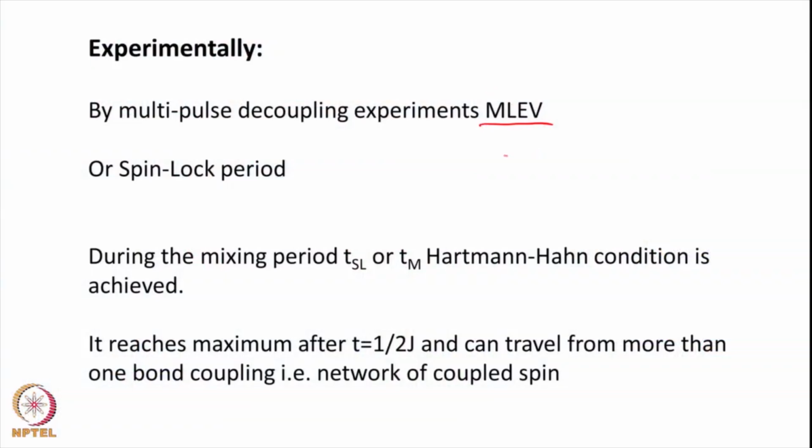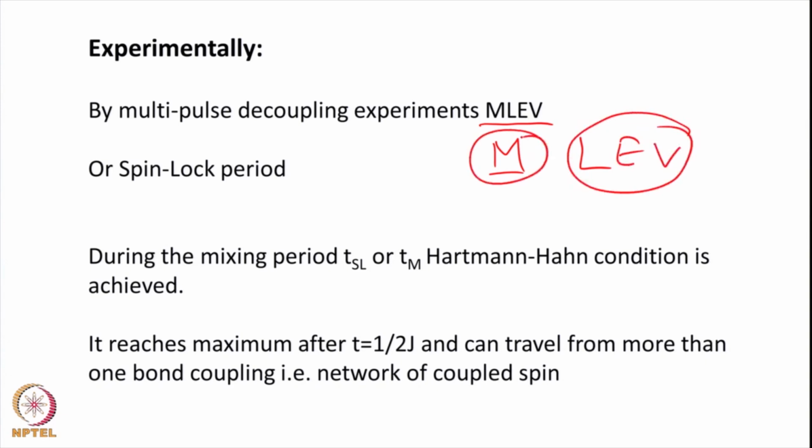How experimentally it is done, I will just explain. We are removing the Zeeman contribution, but keeping the scalar coupling contribution active. Experimentally it is done by something called a multiple pulse decoupling experiment, which is called MLEV. MLEV comes from the names of the scientists Malcolm Levitt, who developed this sequence, and that is how it is MLEV. Or we can lock the spins for a period, and that is called a spin lock period.